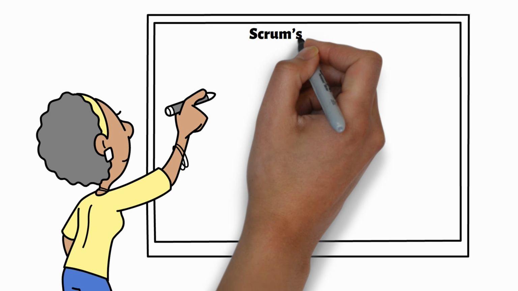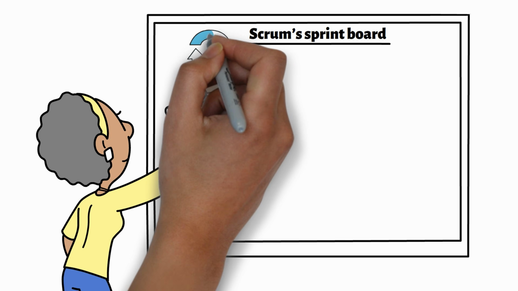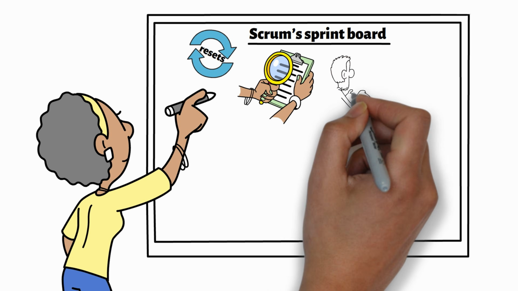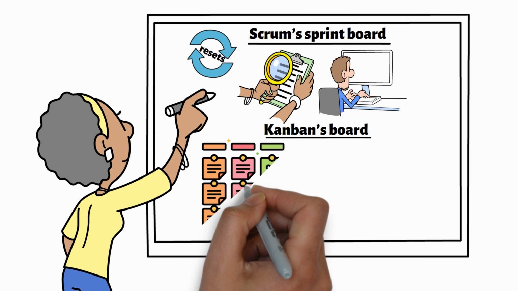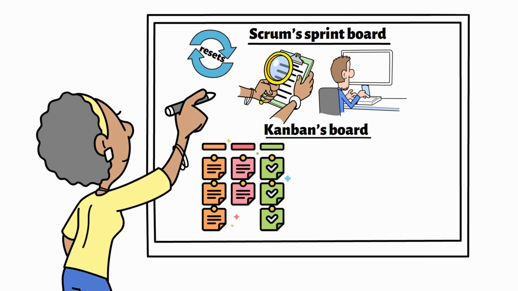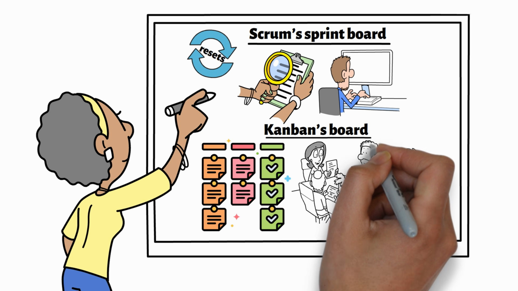When it comes to boards, Scrum's sprint board resets with every sprint, focusing only on the current tasks. Kanban's board, however, visualizes the full workflow and doesn't reset, offering a broader view of the team's overall progress.